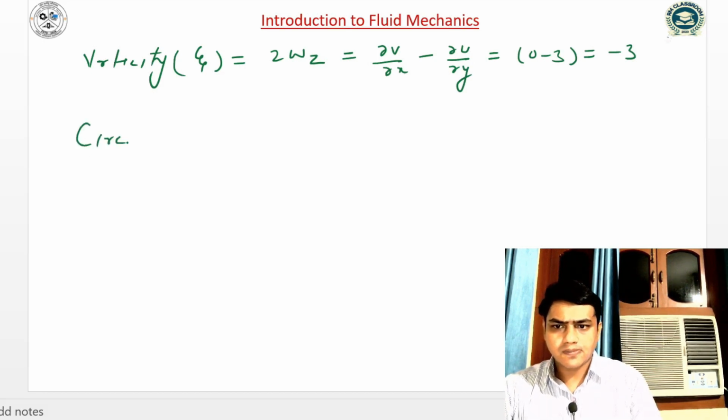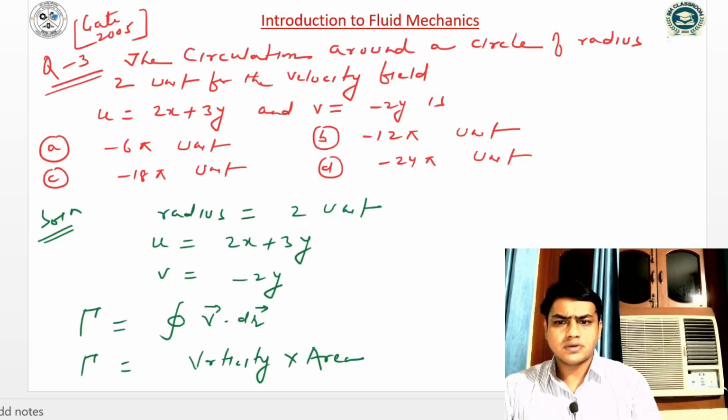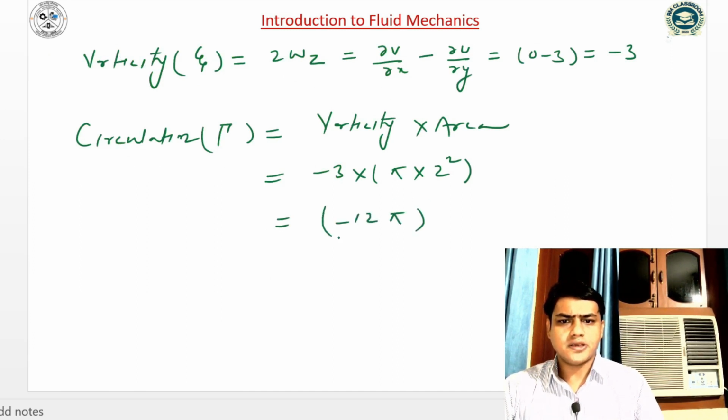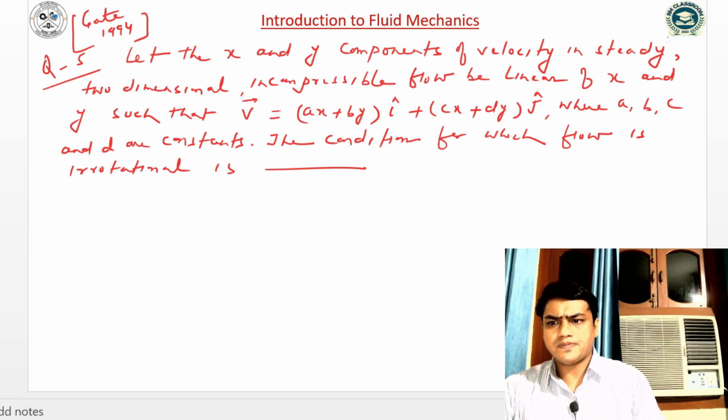So if I compute the circulation, circulation is equal to vorticity into area. So vorticity is minus 3, into area, which is pi into radius squared. What is the radius? The radius is 2 unit, so it will be pi into 2 square, so it will be 4 pi into minus 3, so it will be minus 12 pi unit is the circulation. So minus 12 pi unit. Let us take another problem.